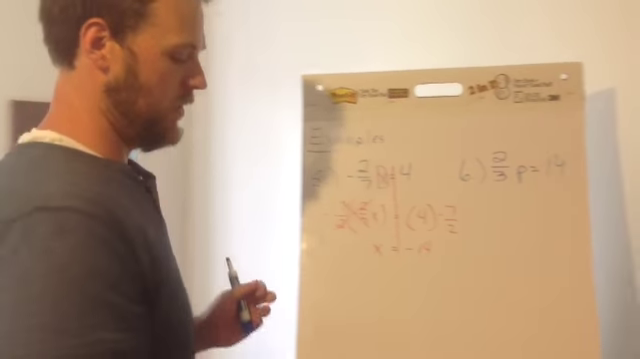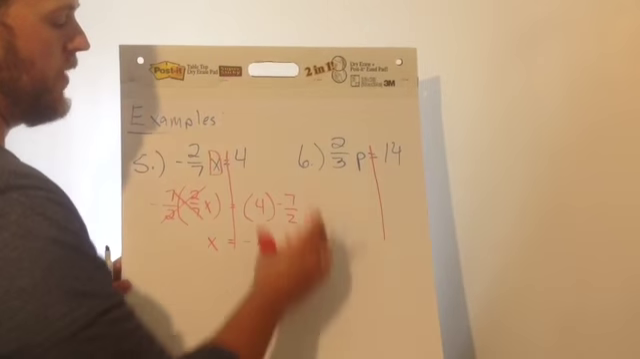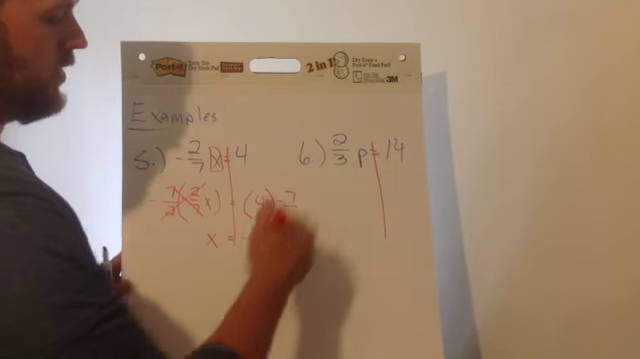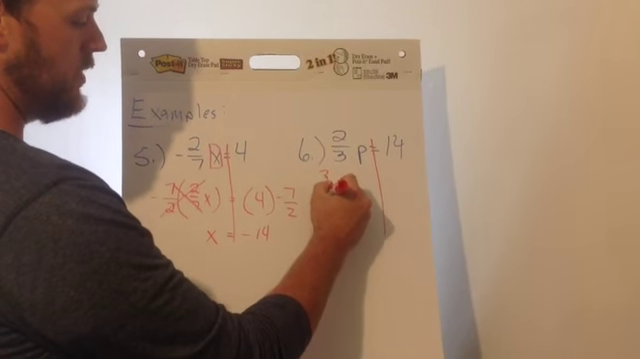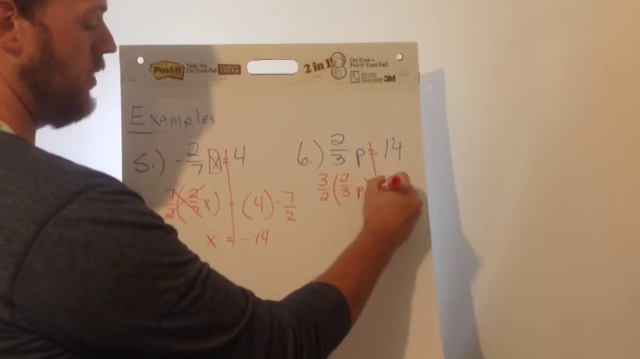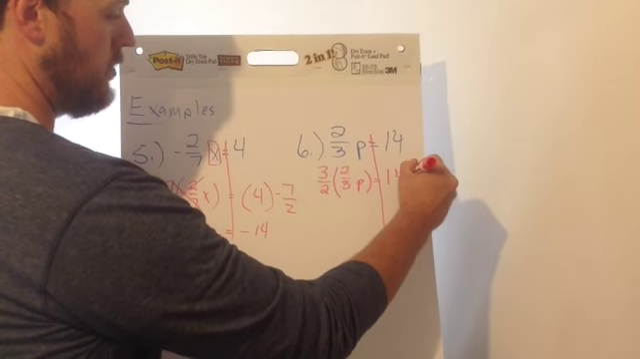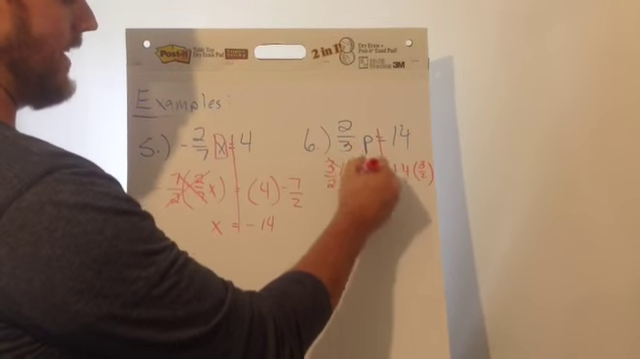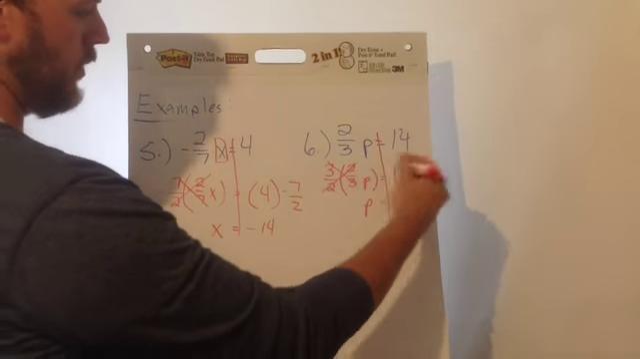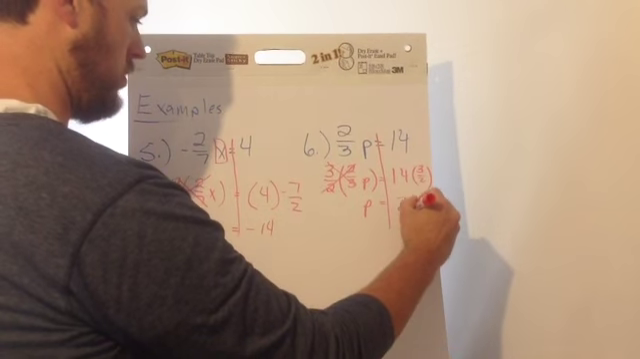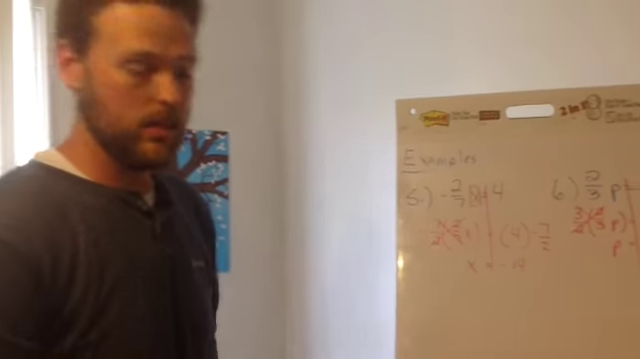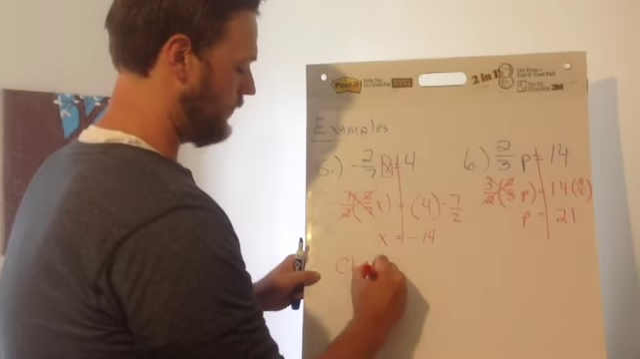So let's look over here at this one. Let's try one more. Let's draw a line. And hopefully you can see what the reciprocal is now. So we have 2/3. So we flip it and get 3/2 times 2/3 p equals 14 times 3/2. That cancels, leaves me with p equals, when you multiply that out, you get 21. Now, what did we forget to do? We need to check these. Okay, so you need to check these.